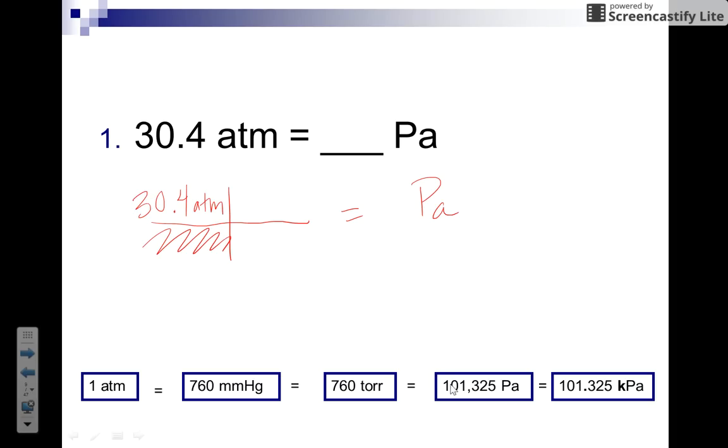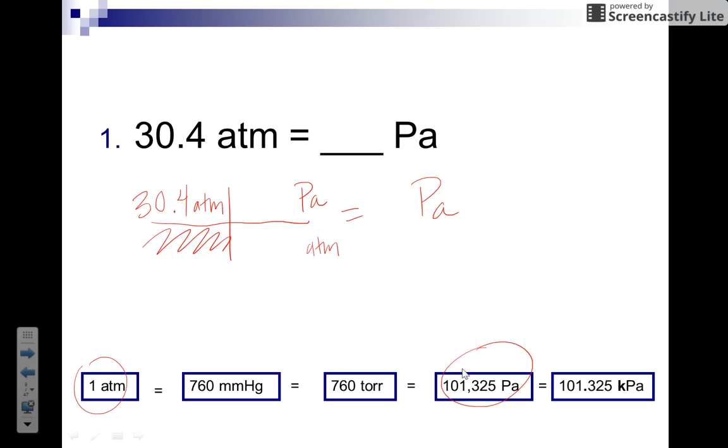So you're going to look down here at your pressure conversion, and you're going to pick the two that have the units that you're wanting. Atmospheres is mentioned, and pascals is mentioned. So these are the two we're going to use. Now we need atmospheres to cancel, so we're going to put that unit on bottom. We need pascals on top, so we're going to put that on top.